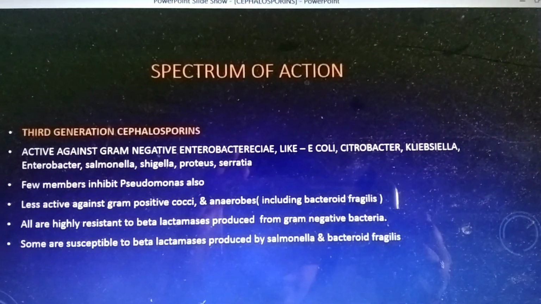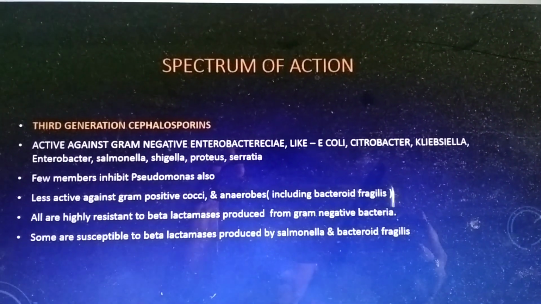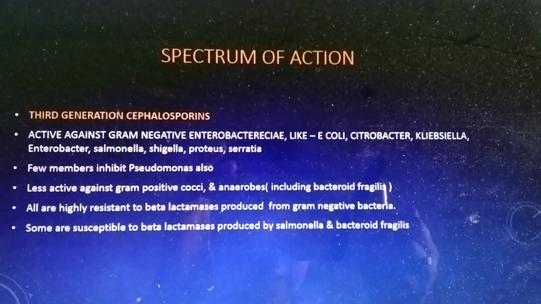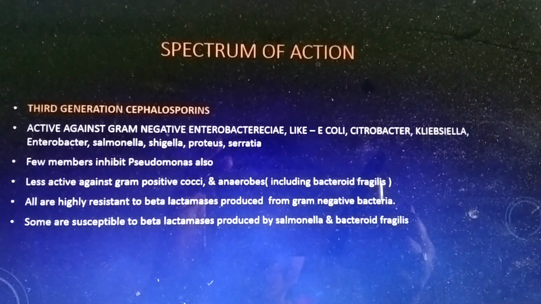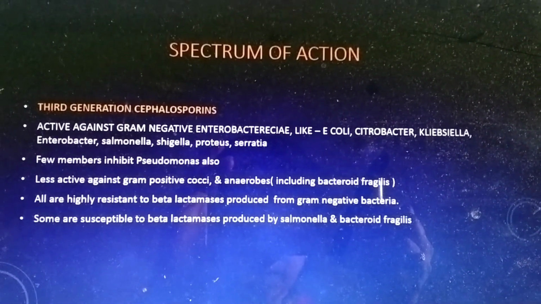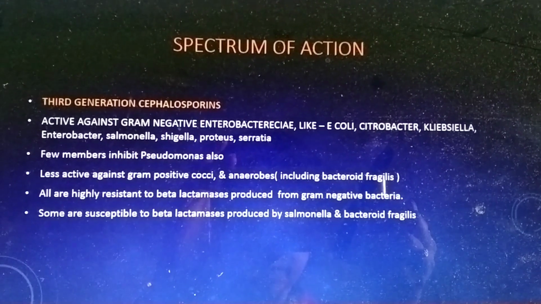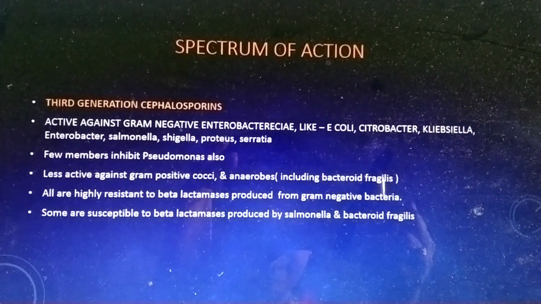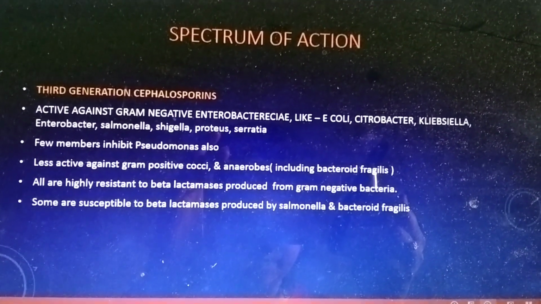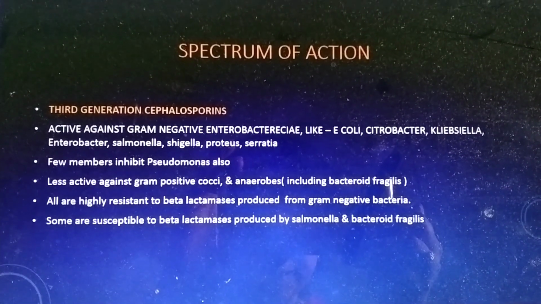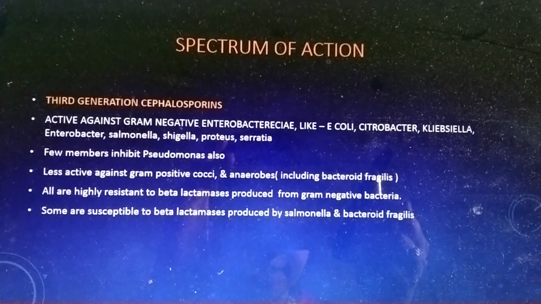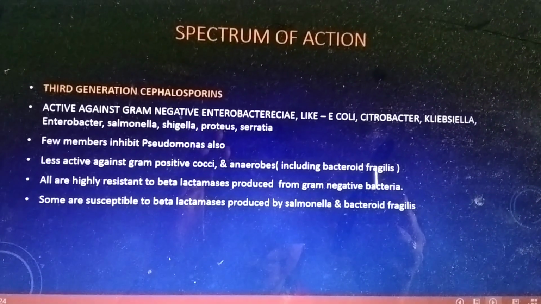Now coming to the spectrum of action of the third generation cephalosporins, all are active against the gram-negative Enterobacteria like E. coli, Citrobacter, Klebsiella, Enterobacter, Salmonella, Shigella, Proteus, Serratia. Few members inhibit Pseudomonas also. They are less active against the gram-positive cocci and the anaerobes, including the Bacteroides fragilis. They are highly resistant to the beta-lactamases produced from the gram-negative bacteria, that is the cephalosporinase in this case.